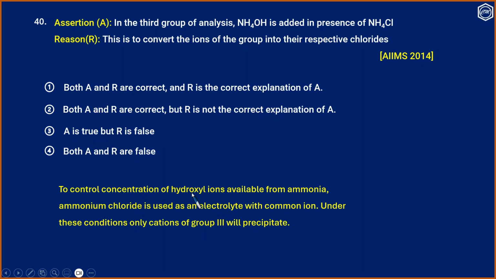To control the concentration of hydroxyl ions available from ammonia, ammonium chloride is used as an electrolyte with a common ion. Under these conditions, only cations of group 3 will be precipitated. So the assertion is true, but the reason is wrong. So the correct answer is option 3.